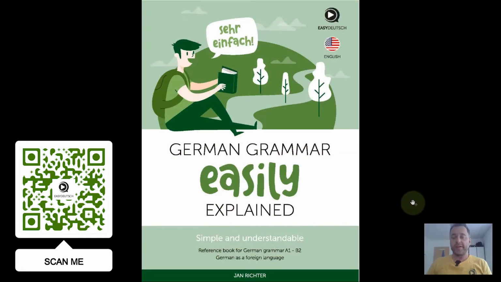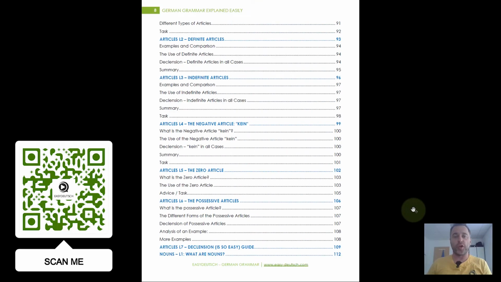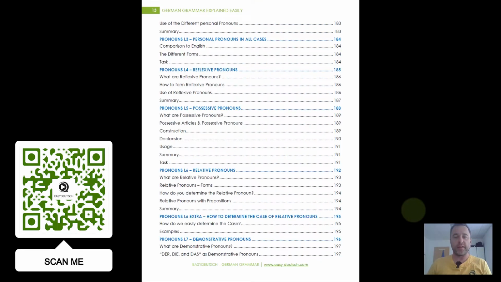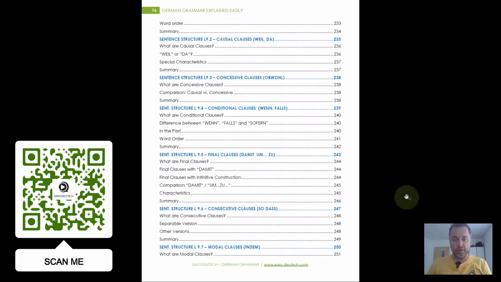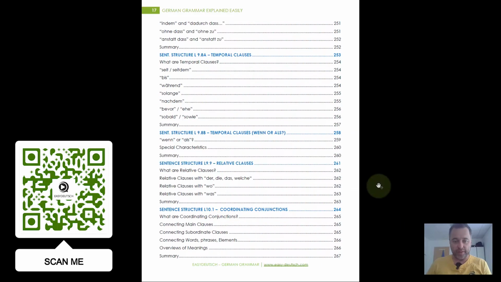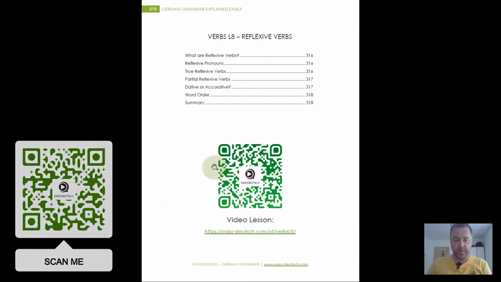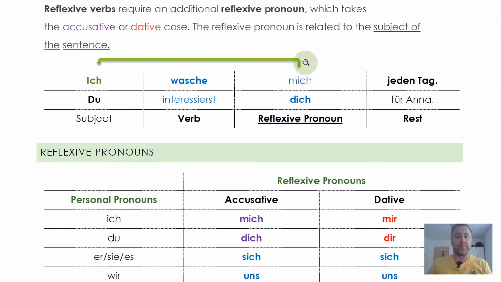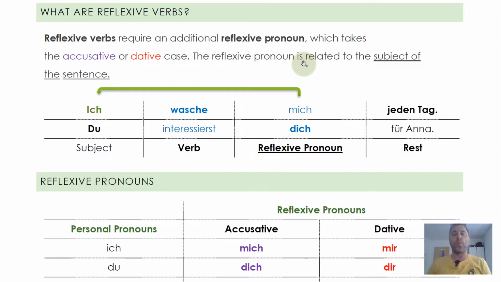Now we're here in my ebook, German Grammar Explained Easily. So let's go from my table of content and let's jump right there to our today's topic, reflexive verbs. And there we go. So let's zoom in. Reflexive verbs always require an additional reflexive pronoun. Reflexive pronouns are a special pronoun like mich, dich, and so on. And they can only be in accusative or dative case.